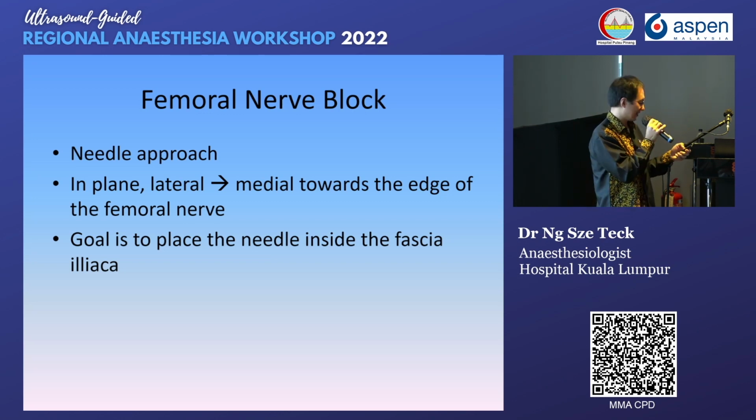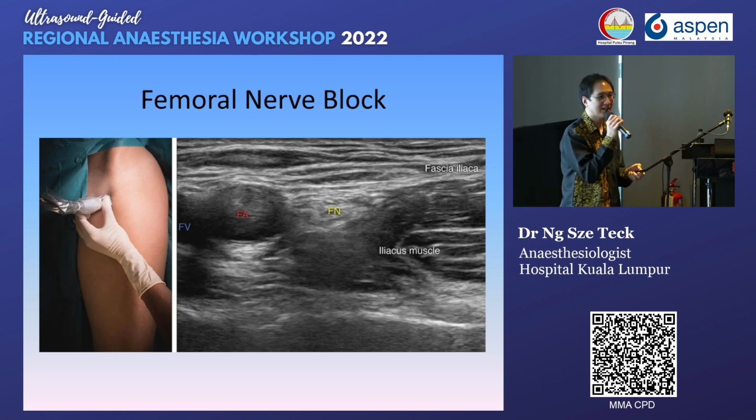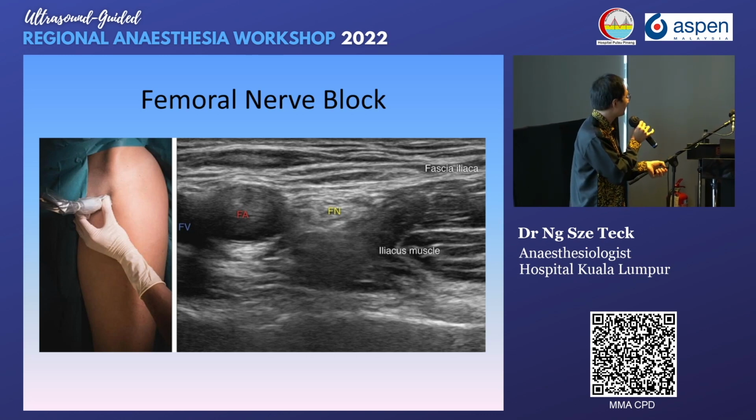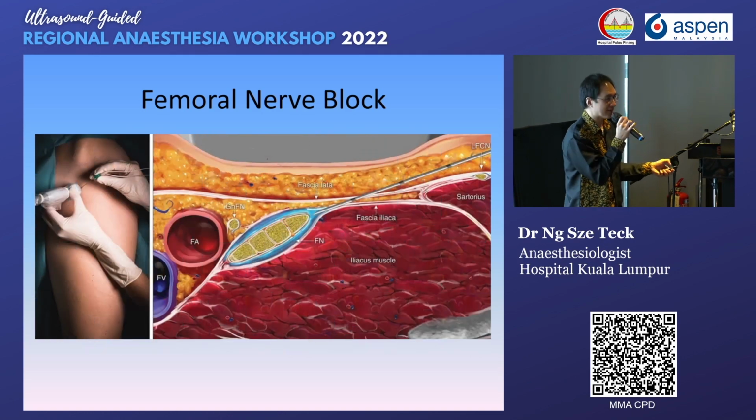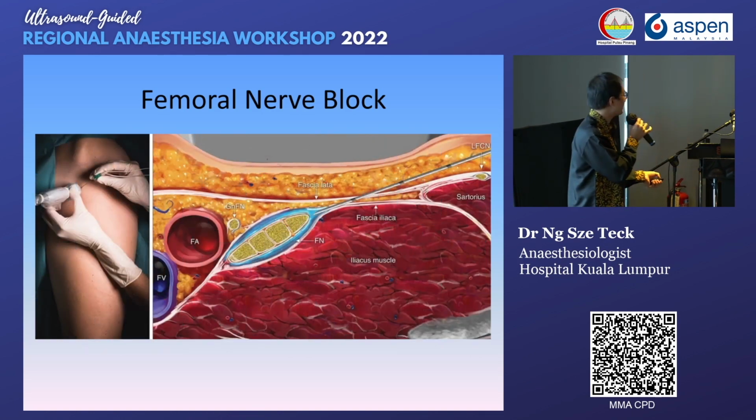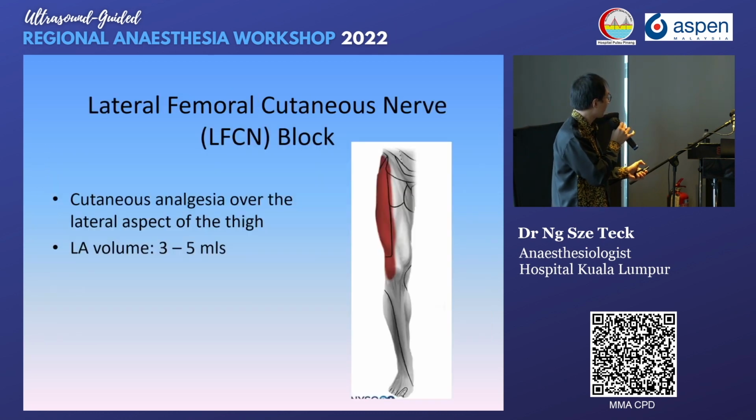All right. So this is a picture showing the block being done. The sonoanatomy of the femoral nerve is next to the artery, lateral to the artery, below the fascia iliaca. And this is the reverse anatomy to give you a better picture. The femoral nerve lies above the iliacus muscle, lateral to the artery, below the fascia iliaca.